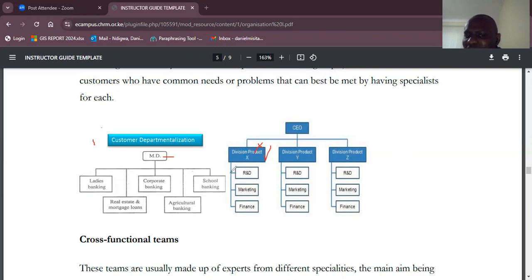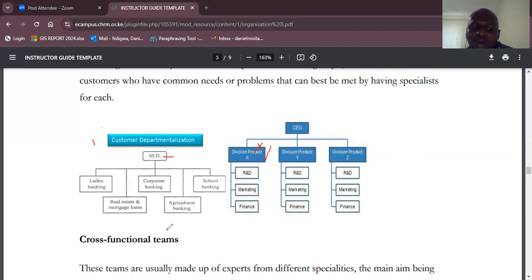So within the product X, we have different departments. We have the research and development department, the marketing department, the finance department, and we also have other departments within that particular division of product. We also have other products where we have product Y and product Z.